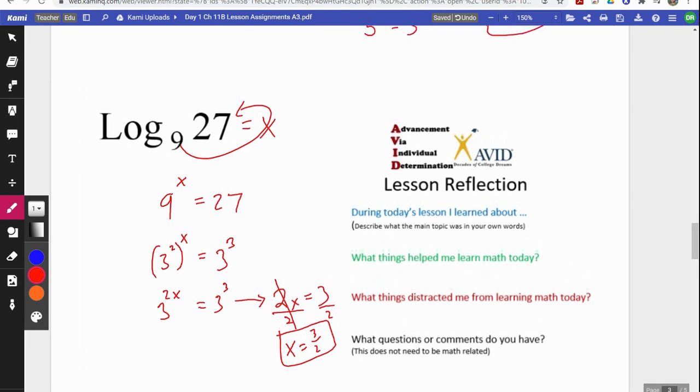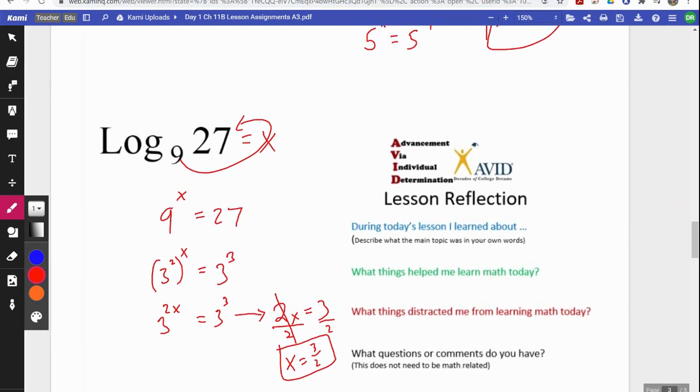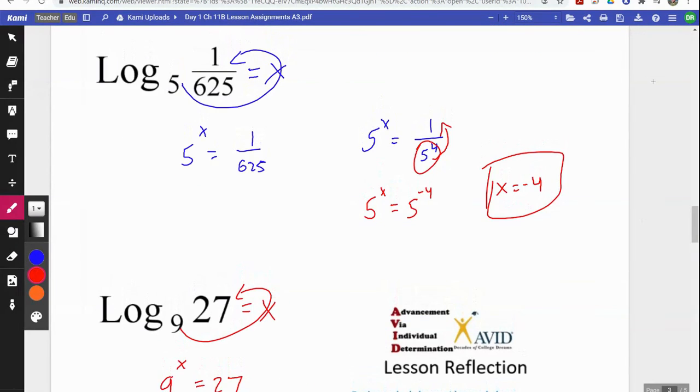So this is the first day of logarithms, and hopefully this makes sense. Good luck.